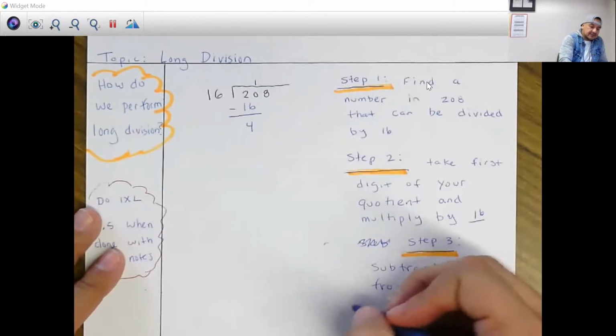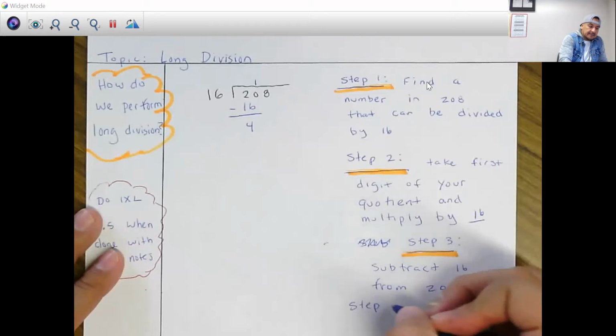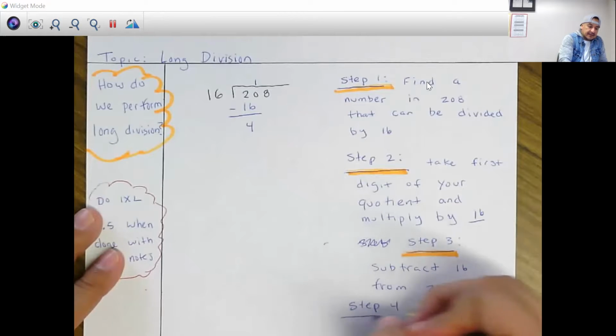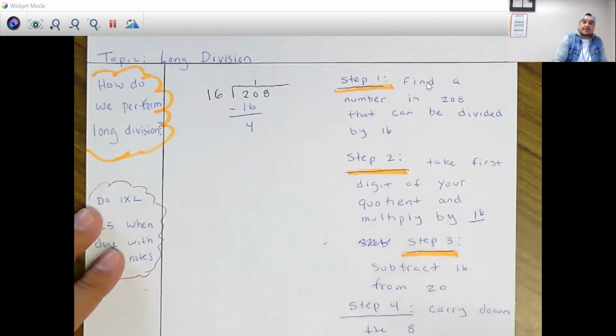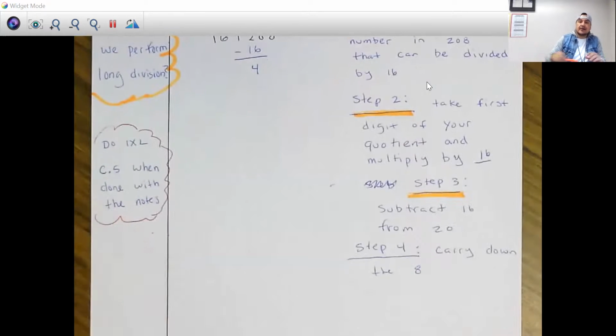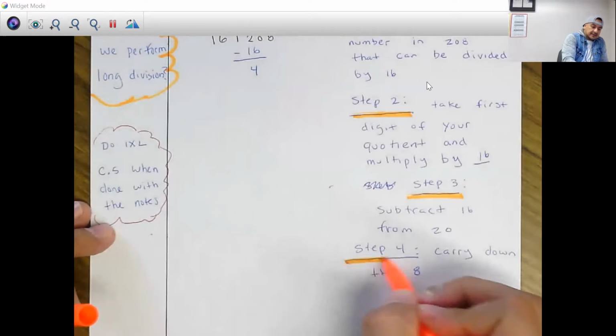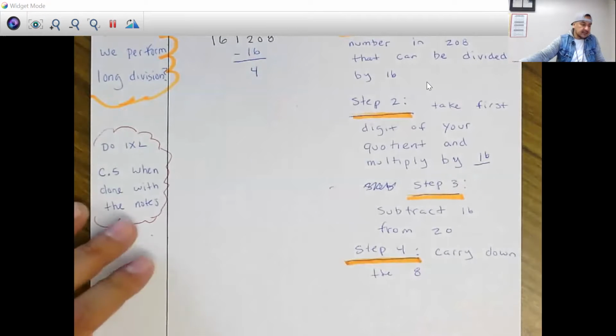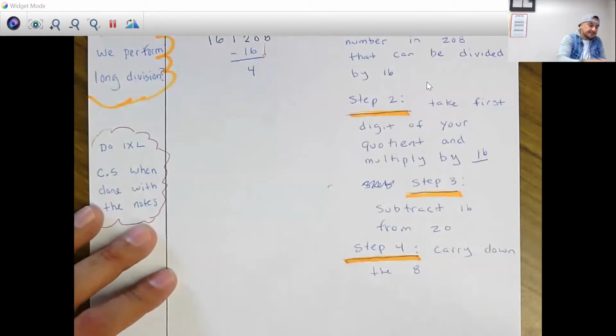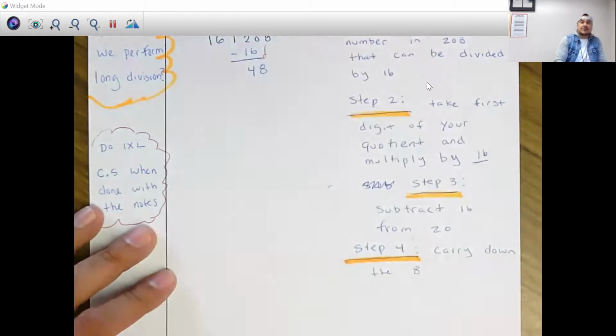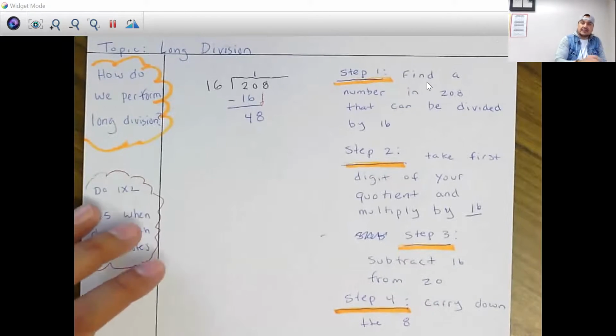All right. And I guess there is a step 4 we can add in here, right? Carry down the 8. All right. So we're going to take this 8 and we carry it down. And that creates 48, right? And then we repeat the process.